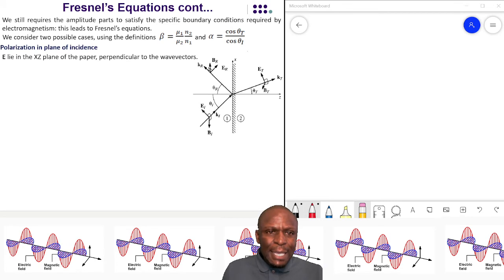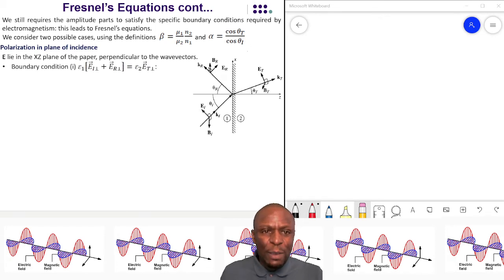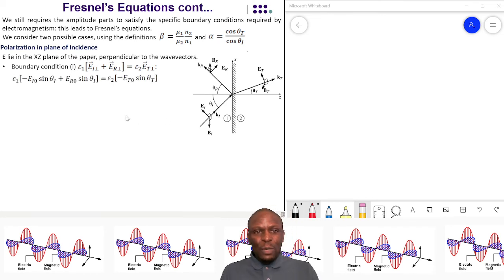Now, E lies in the XZ direction because I am sending the electric field in this direction. It's in the plane of incident because this is the electric field. But this is the interface. The interface is in the X, Y plane. The electric field is in the X, Z plane, which is perpendicular to the wave vector. Now the boundary condition number one is just given by this. Now, I just want to write it in terms of this.